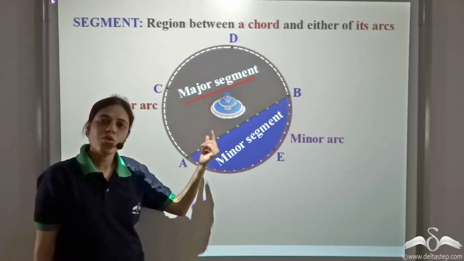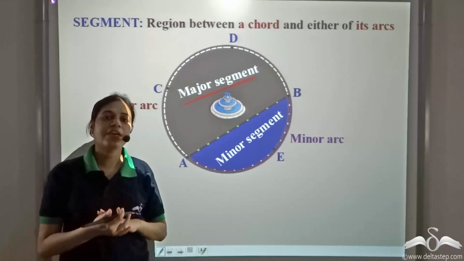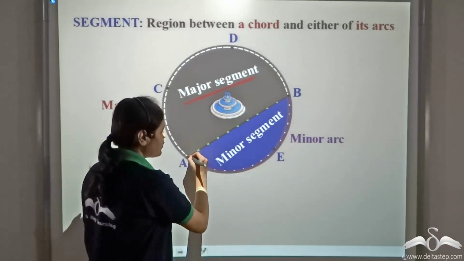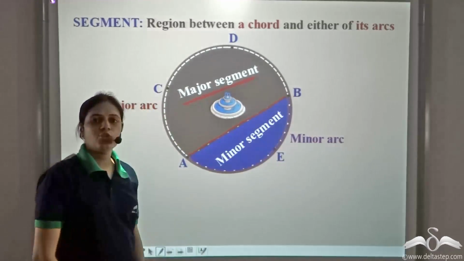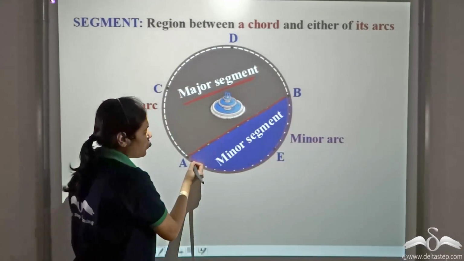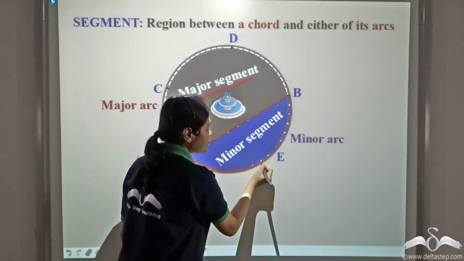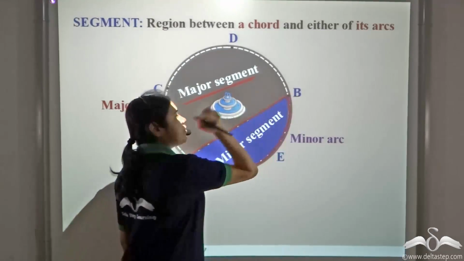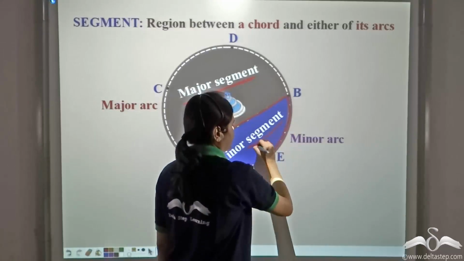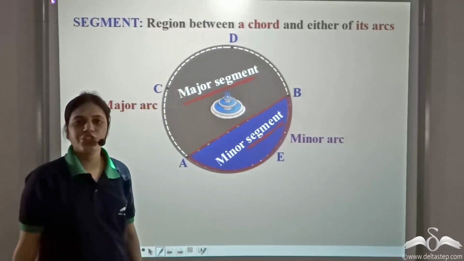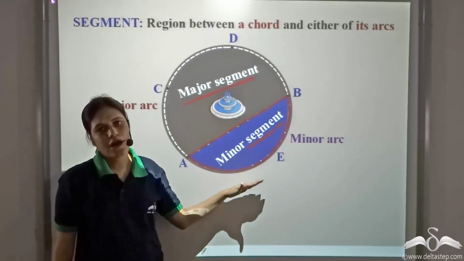So in this lesson, we have learned what is a chord of a circle. It is a line segment joining 2 points on a circle. What is an arc of a circle? It is the curved part between 2 points. And what is a segment of a circle? It is the region between a chord and an arc of the circle.